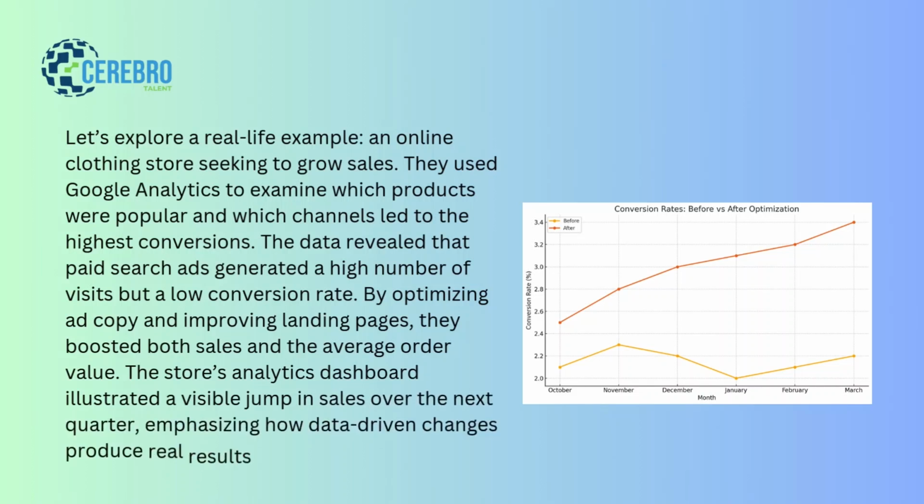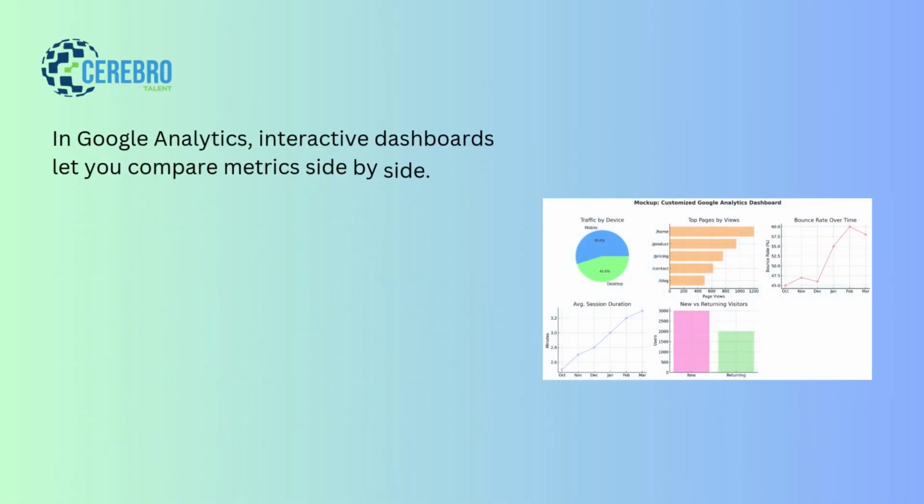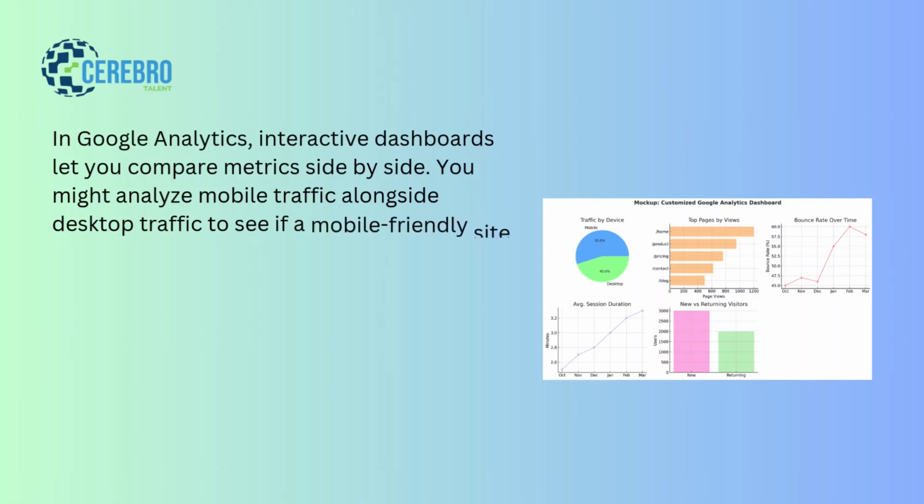The data revealed that paid search ads generated a high number of visits but a low conversion rate. By optimizing ad copy and improving landing pages, they boosted both sales and the average order value. The store's analytics dashboard illustrated a visible jump in sales over the next quarter, emphasizing how data-driven changes produce real results. In Google Analytics, interactive dashboards let you compare metrics side by side.